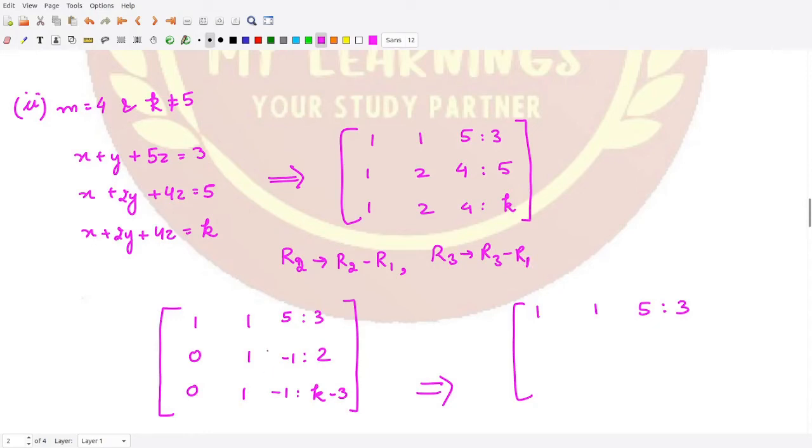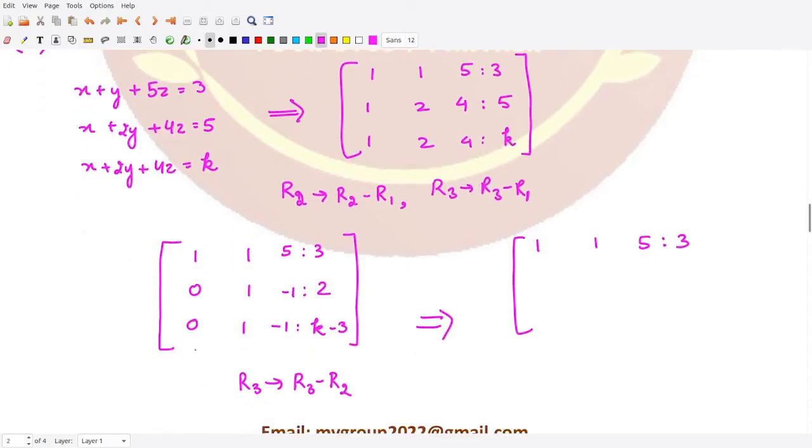Okay, the calculations are okay. So 1 minus 1 is 0, 2 minus 1 is 1, 4 minus 5 is minus 1, k minus 3. We are applying the operation R3 minus R2 on the row R3. So the second row would be 0, 1, minus 1 and 2. And the third row would be 0 minus 0 is 0, 1 minus 1 is 0, minus 1 minus of minus 1 is 0, and k minus 3 minus 2, that is k minus 5. So it is k minus 5 here.